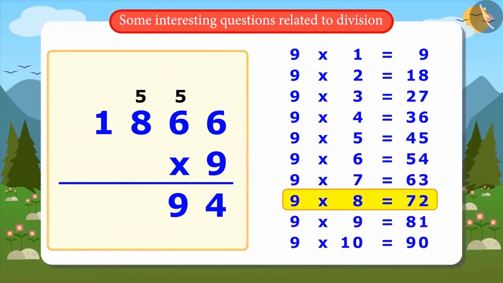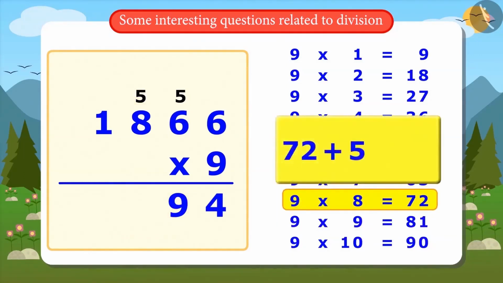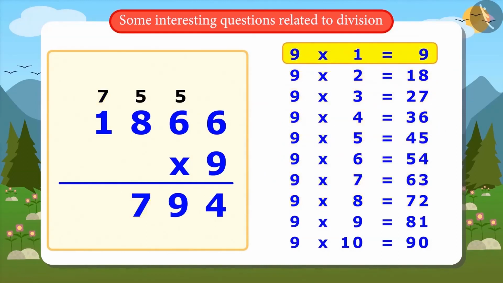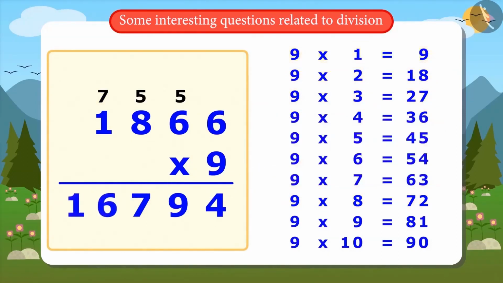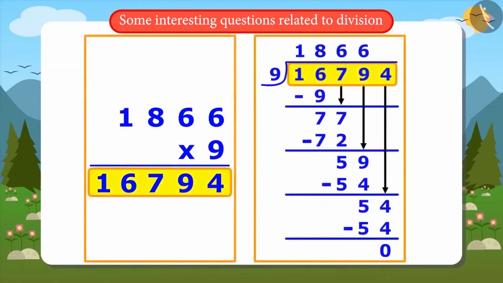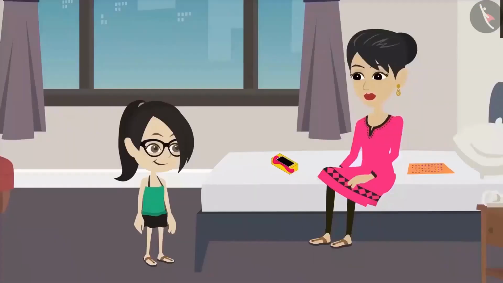9 eighths are 72. 5 added to 72, then the answer came 77. Similarly, 77 will be written in this way. 9 ones are 9. 7 will be added to it, so 16 will come. The answer is 16,794. Both numbers are equal, which means that I have divided correctly.